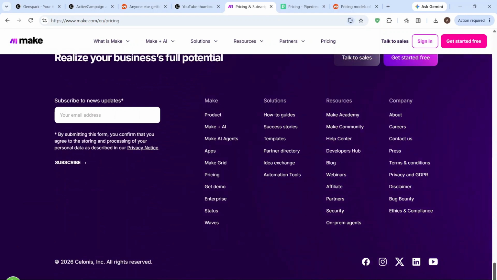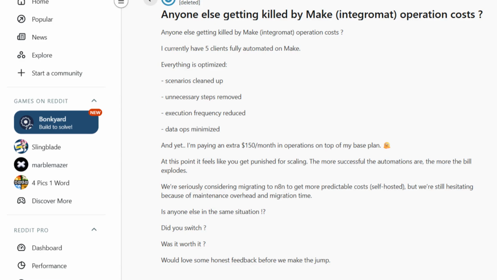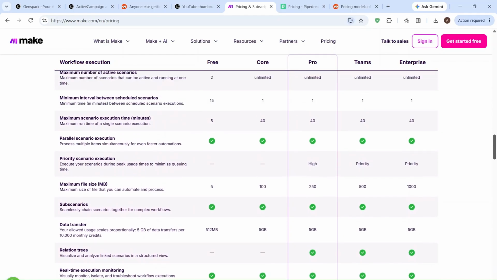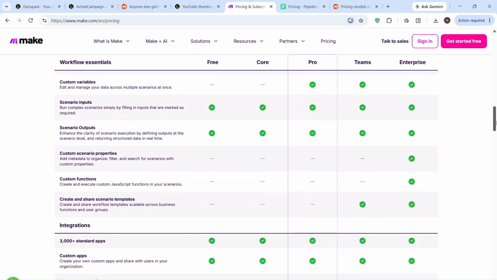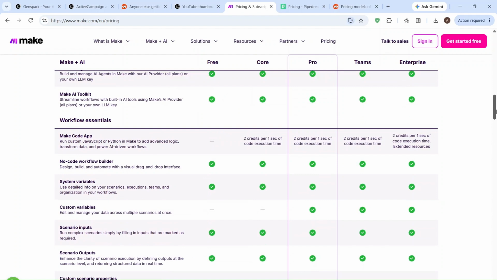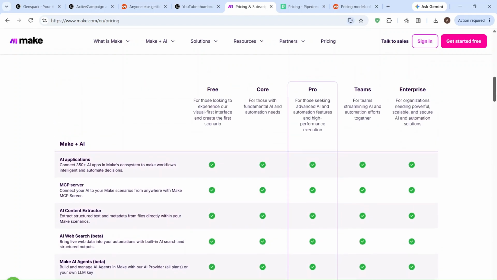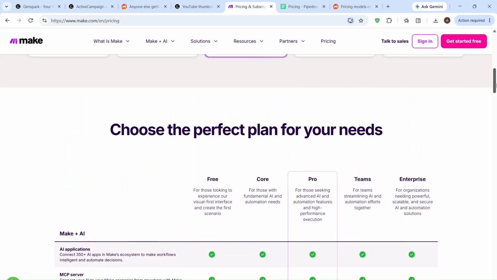And don't take my word for it. Here's a real Make user. They optimized everything, cleaned up scenarios, removed steps, cut run frequency, and they're still paying an extra $150 a month in operations on top of their base plan. Their words, the more successful the automations are, the more the bill explodes. That's the per-step model in real life. You get punished for scaling.